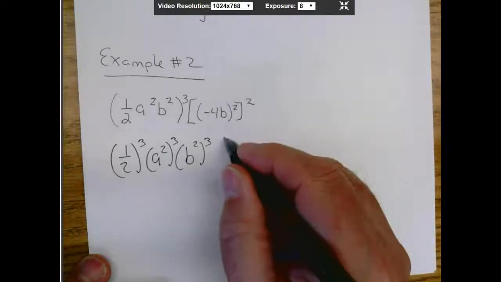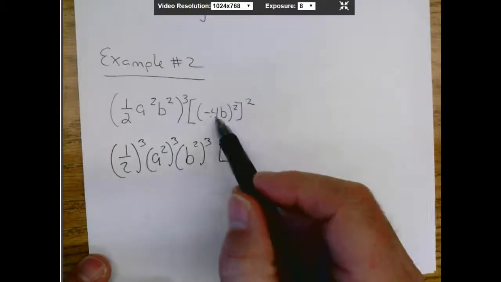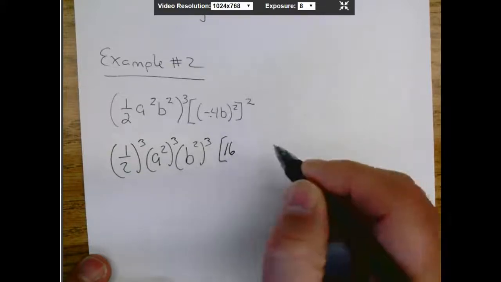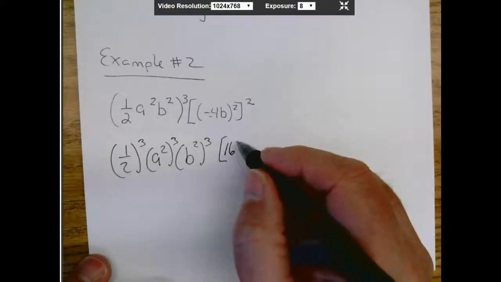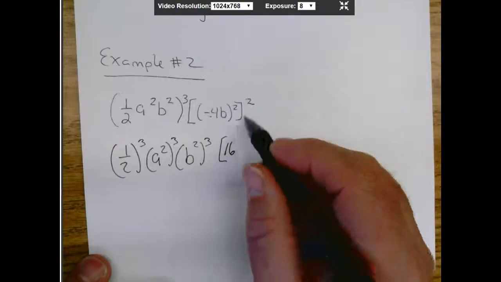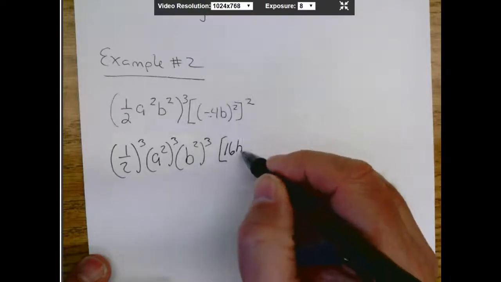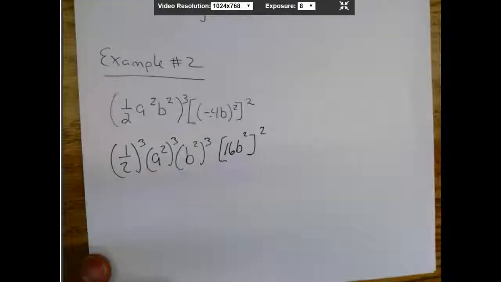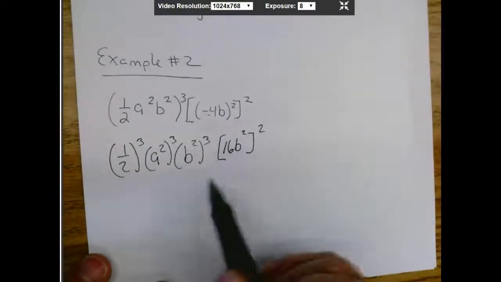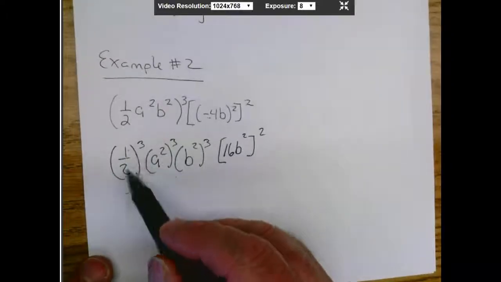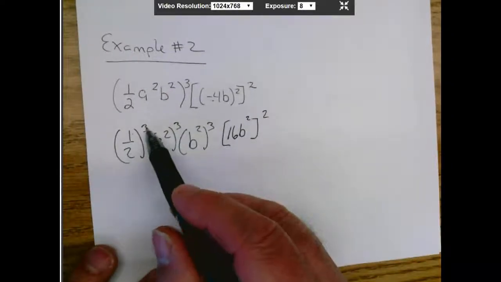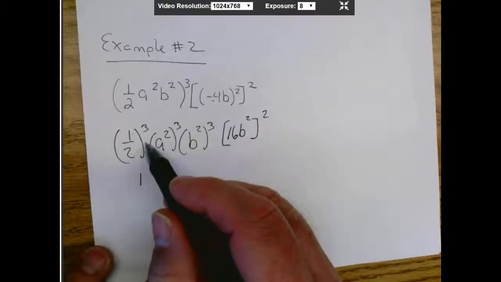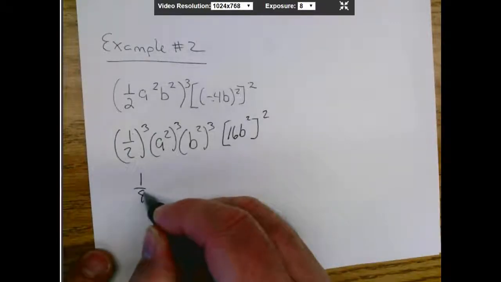Let's do that first. So negative 4 squared is going to be 16. Sorry about that announcement there. Just ignore that. And then we're going to have b squared, and then that whole thing is going to be squared. So then we keep going. So 1/2 to the third power. So this would be 1 times 1 times 1, that's going to be 1. 2 times 2 is 4, times 2 is 8. That'd be 1/8.